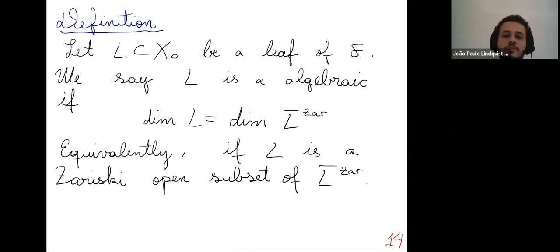To make the concept precise, we say a leaf L of a foliation F is algebraic if the dimension of L as a manifold is the same as the dimension of the Zariski closure of L in X. Or, it is the same as saying that L is a Zariski open subset of the Zariski closure of L.